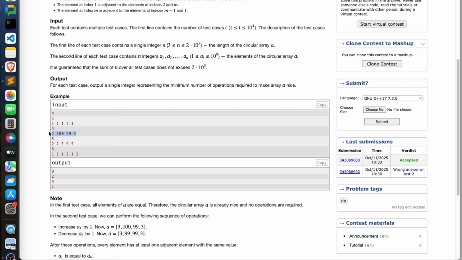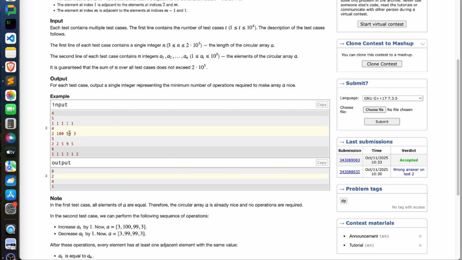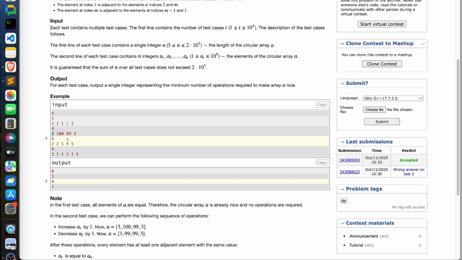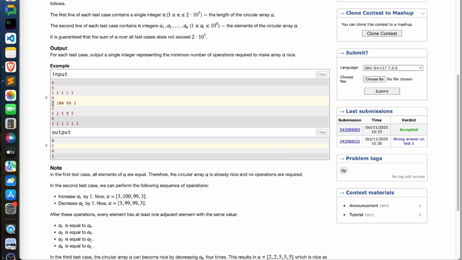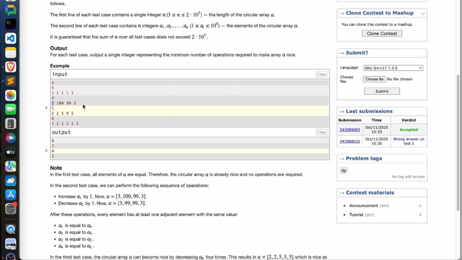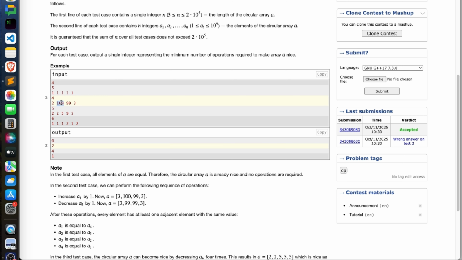So for example, in this test case, it can be converted into a nice array by two operations. First, make these two equal. So it can be made equal by either reducing 100 to 99 or increasing 99 to 100. So either increase 99 by 1 or decrease 100 by 1. Once you do that, this is fine. Now you can either decrease 3 by 1 or increase 2 by 1. So after the operation, the array would look like, let's say you increased 2 by 1, then it would be 3, and let's say you decreased 100 by 1, so it would be 99.